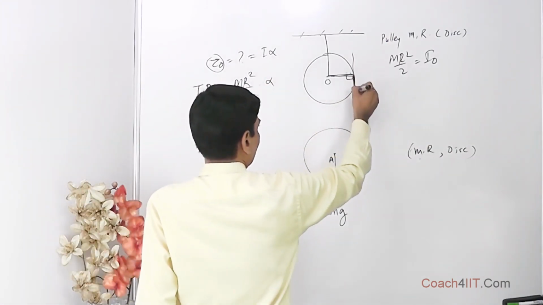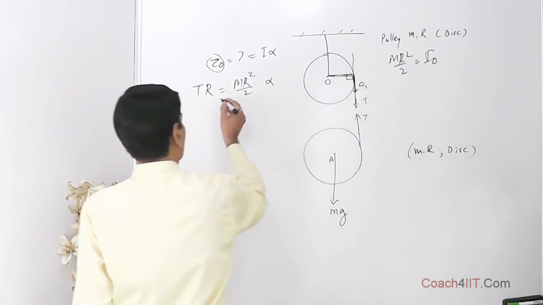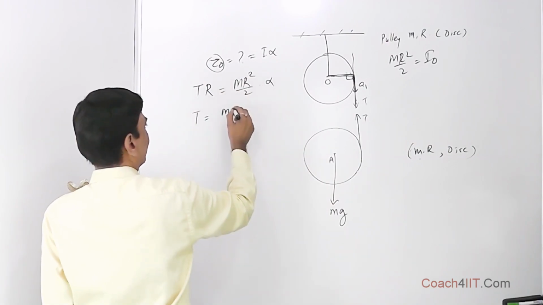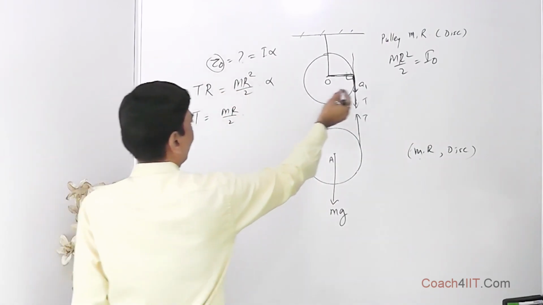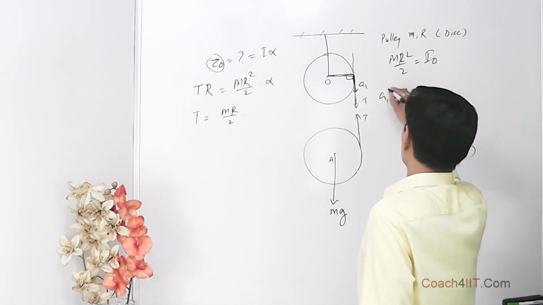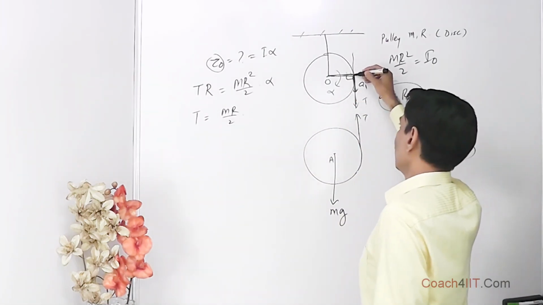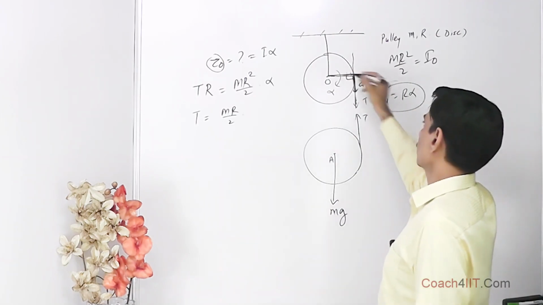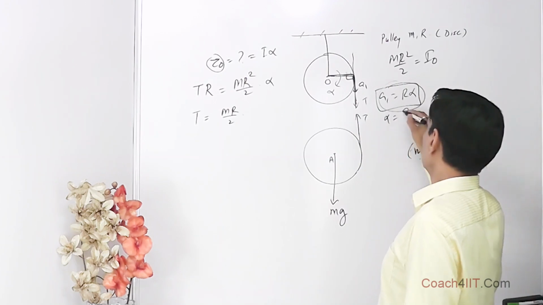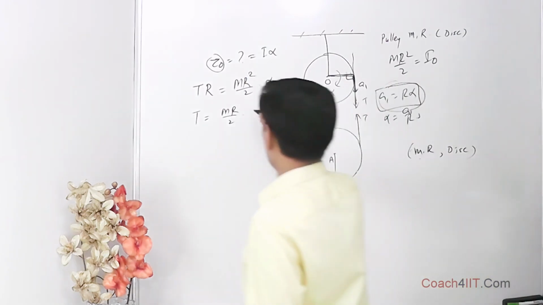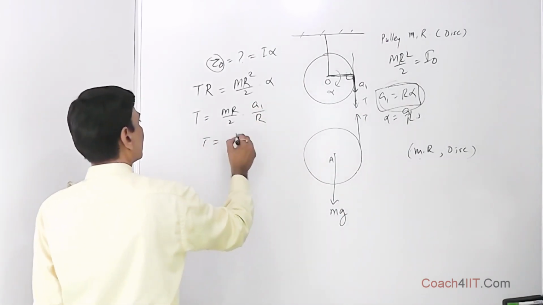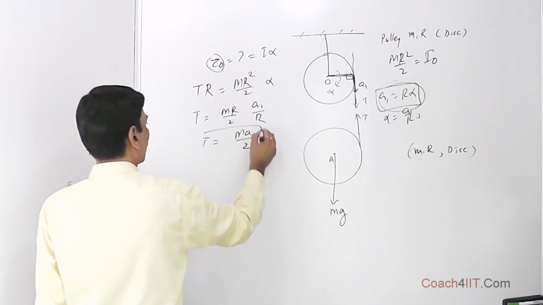If we say that the acceleration of this point is A1, we can write T is equal to, R will get cancelled, MR by 2 into alpha. This is going to have some alpha, and the tangential acceleration of this point, A1, is equal to R alpha, that is connected like this. So alpha is equal to A1 by R. Let's put it over here. So T is equal to M A1 by 2. This is one equation we get.